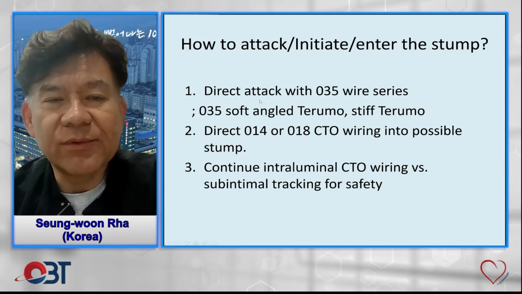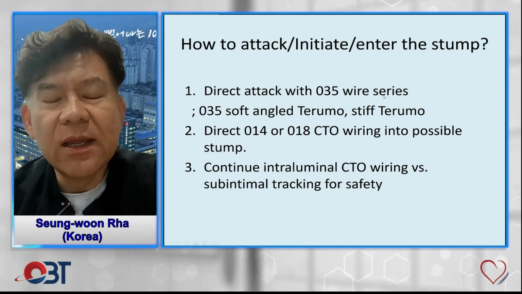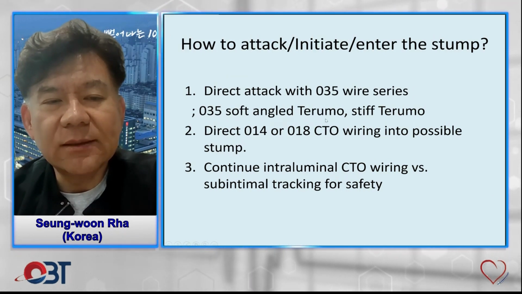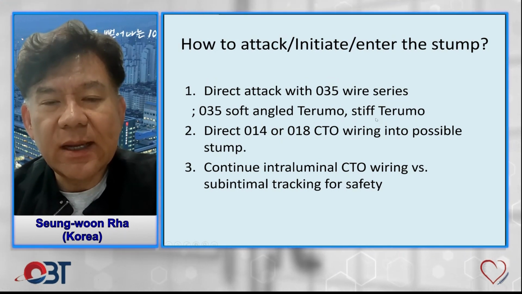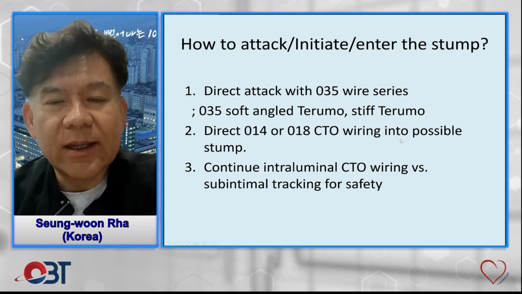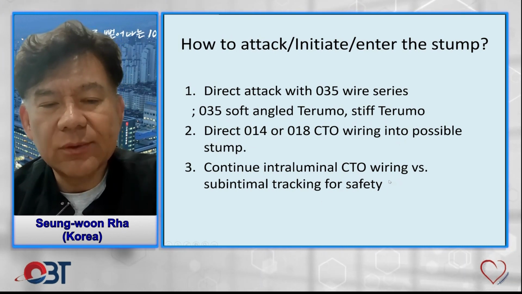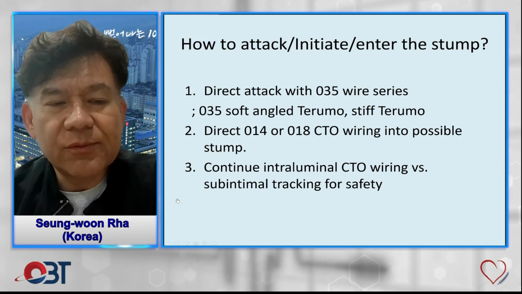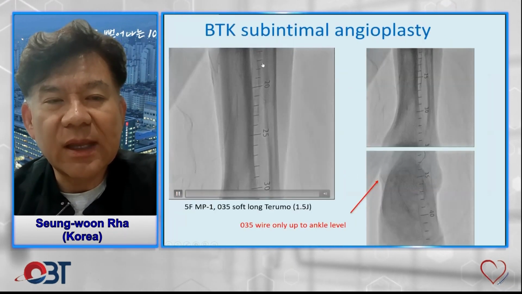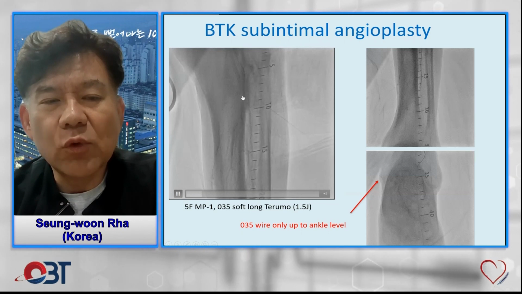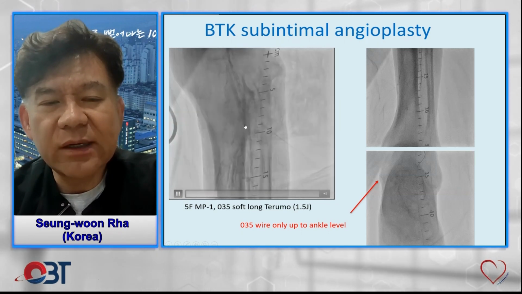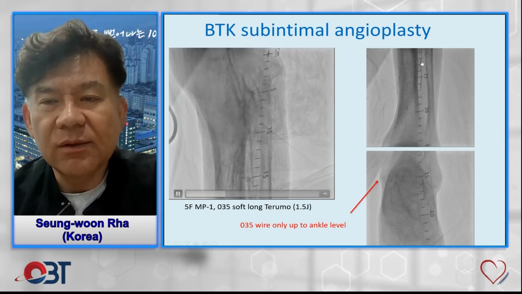You can do some IVUS guided or the 3-5 some fluoroscopic guide and direct 3-5 wire attack or the 14 dedicate 18 CTO wiring attack, and then starting the intraluminal or the subintimal tracking. This is this case, previous case. So once I'm starting this, only peroneal left, but the peroneal itself also stumpless from the mid portion.